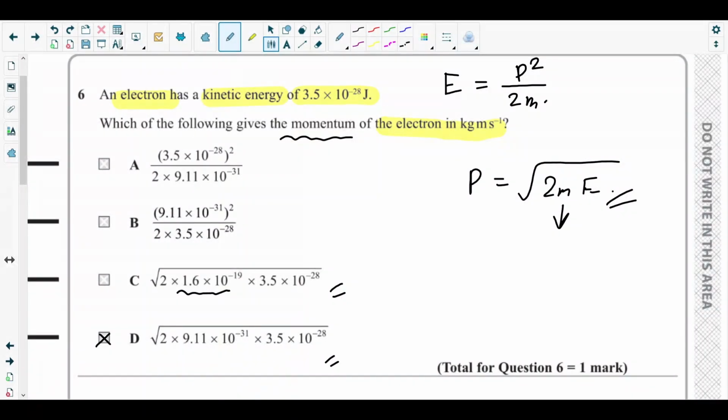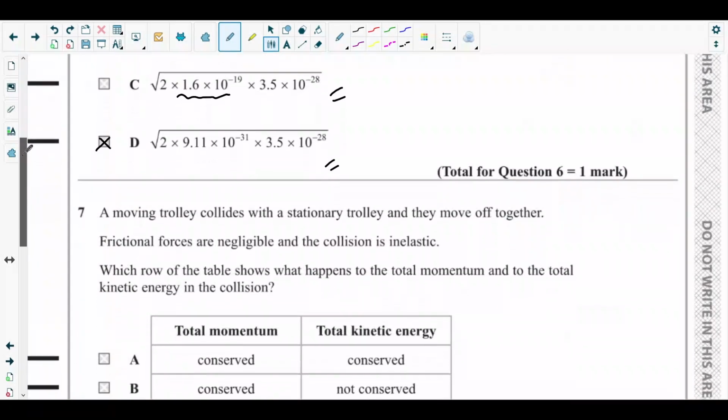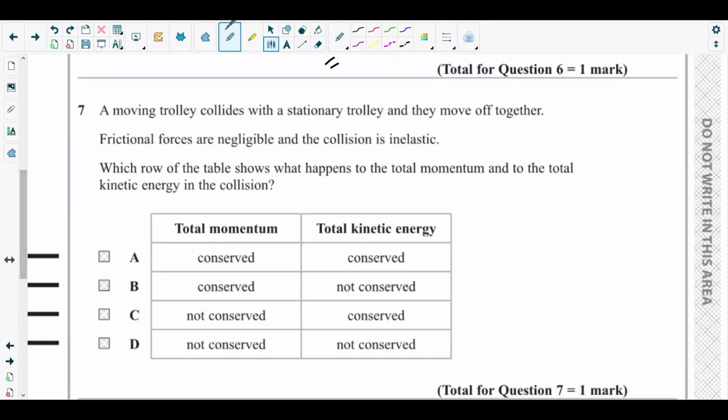Fine. Okay, next is question number 7, the 7th MCQ of the paper. Here it says a moving trolley collides with a stationary trolley and they move off together. Frictional forces are negligible and the collision is inelastic. Inelastic means the kinetic energy is not conserved. And frictional forces are negligible, which means the system is a closed system. That means there is no resultant force acting from outside.